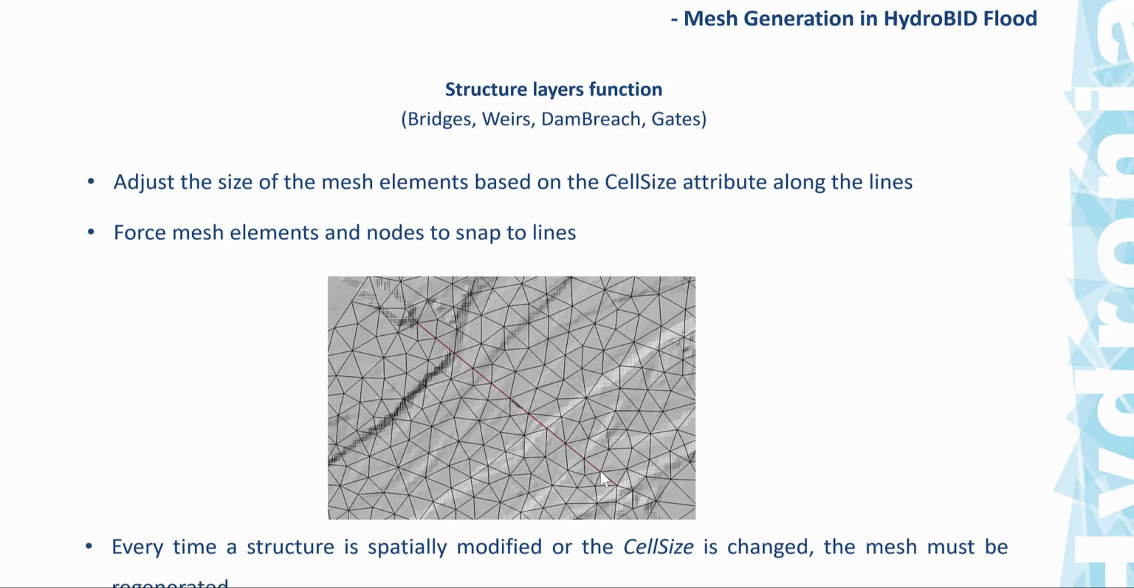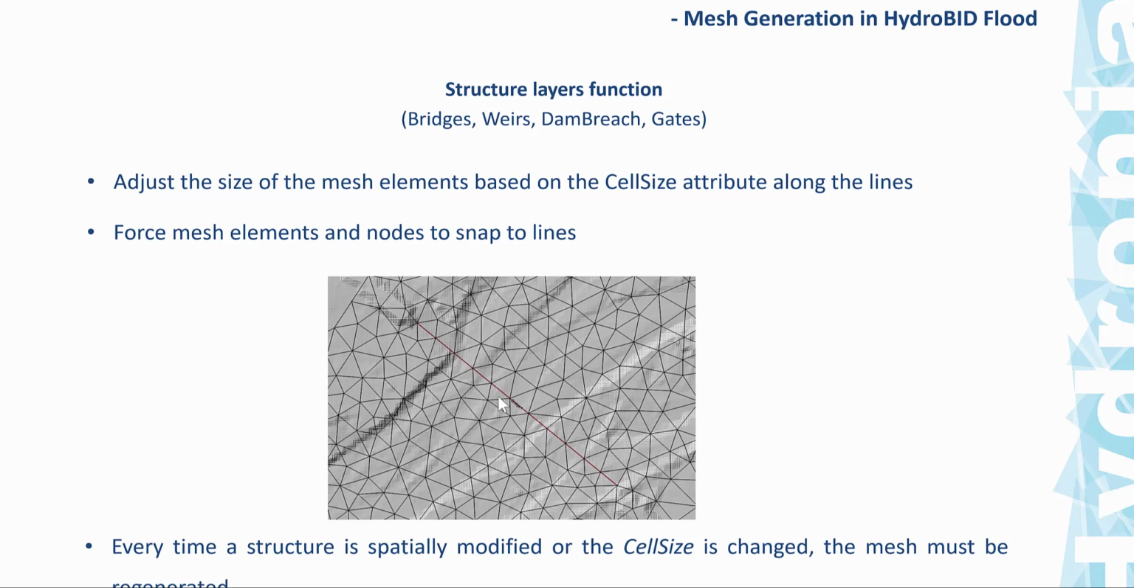So if you want to define, let's say, a bridge that goes through here, you use the bridge component and you draw a line or a polyline, and that polyline works in the exact same way as the break line to the mesh. They do have a cell size attribute, and they force the mesh to snap to it. So this is something that can also be used in conjunction with the other modifier layers. So we will see in each of the presentations that we have for each of these components how they work and how you can use them together with the other mesh generation modifiers.